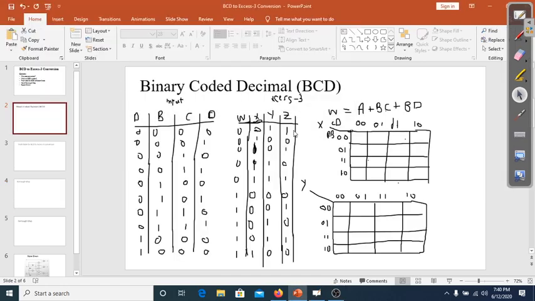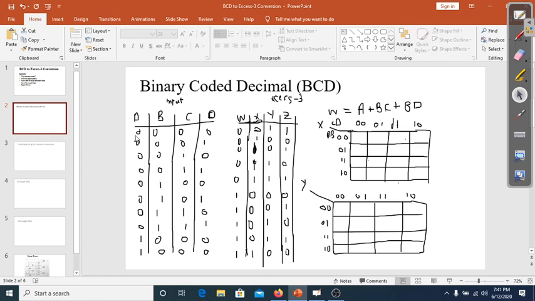So unintentionally I erased all these tables, so I have no control on this digital board. So again I have to draw these tables. Now for output W, we got the simplified expression A plus BC plus BD. Now let's simplify the output X.